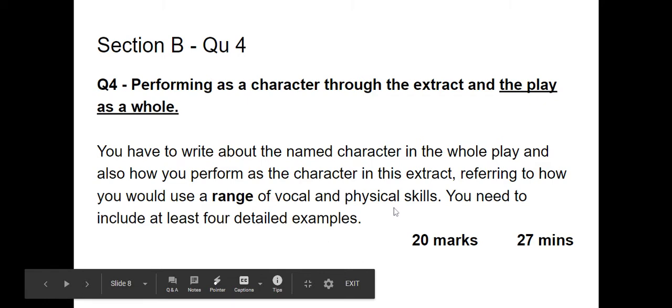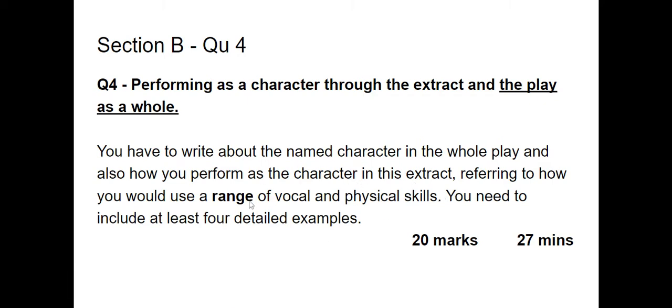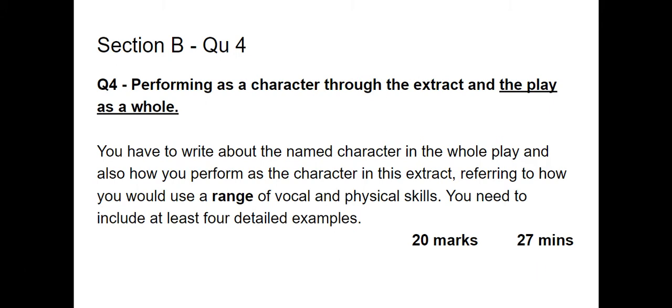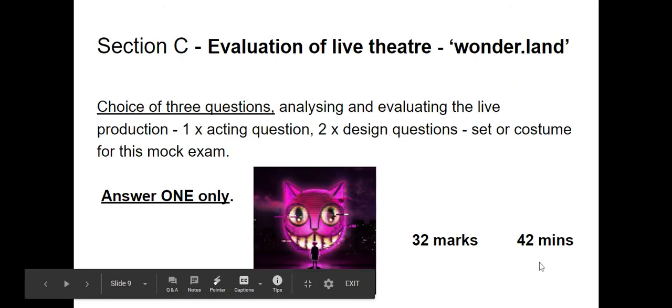Sometimes students forget to do that and they just write about elsewhere in the play. Sometimes they just write about the extract and don't do elsewhere in the play. And this can really limit your marks. Please, you need to include at least 4 detailed examples from the extract, and I'd say aim for 3 from elsewhere. It's worth 20 marks, and I'm saying use 27 minutes for that. Again, you can write quite a lot of that, and it's more straightforward than question 3.